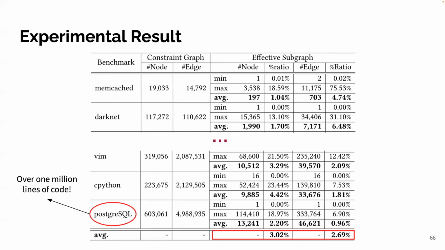So we evaluated the partial update solver on a large benchmark, including projects with more than 1 million lines of code. And the table shows the size of the effective subgraph only contains less than 3% of nodes and 2% of edges of the entire graph on average, which means that most of the computation, the redundant computation, can be avoided.